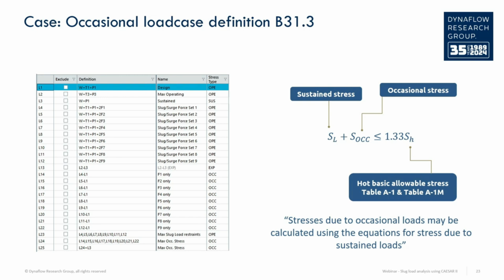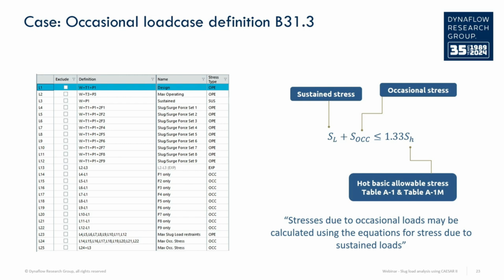One option would therefore be to combine the slug forces with the sustained conditions in Caesar 2. In many cases, this will result in quite realistic results, but it is not entirely correct. In reality, the slugs will pass during operation, which means that the system is hot. Supports may therefore lift off, which can change the behavior of the system when a slug passes. Also, the loads that the supports have to be able to withstand are based on a combination of slug loads as well as operating loads.